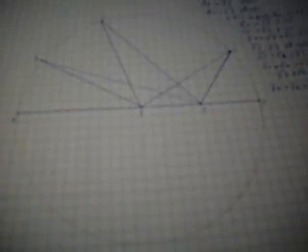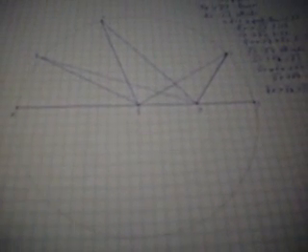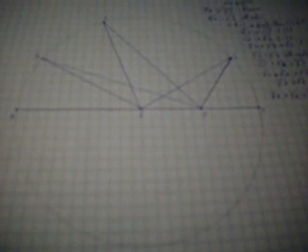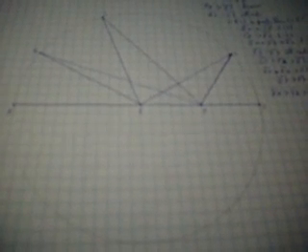This is Euclid Book 3, Proposition number 7, and this is a very long proof, so there'll be more than one part to this, okay? First of all, Euclid wants you to draw a circle.